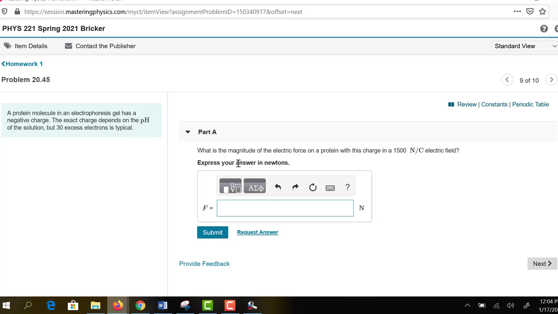Okay, so we know the electric field strength. We know we have 30 excess electrons. You'll have to figure out how much charge that corresponds to. Right, 30 electrons, and each electron has a charge of negative 1.6 times 10 to the minus 19th coulombs. So you can figure out the total charge in coulombs. Here's the electric field strength. The force we saw from the previous couple of problems, the electric force, is Q times E, and E is given here. So then you can figure out the force on this protein molecule. Okay, good.